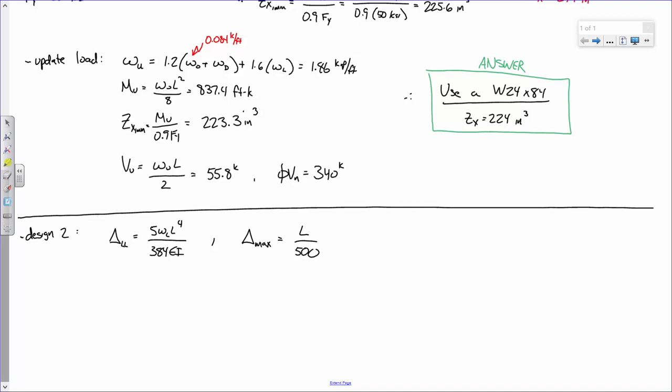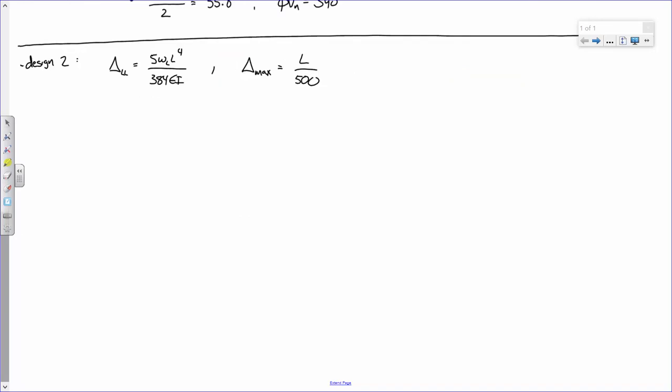And so the way that I'm going to do that is this. I'm going to say, and we're going to have to do a little bit of algebra here, that the live load deflection needs to be less than or equal to the maximum. Or 5WL^4 over 384 EI. Maybe I should put the subscript there. And I should put my IX there. That needs to be less than or equal to L over 500.